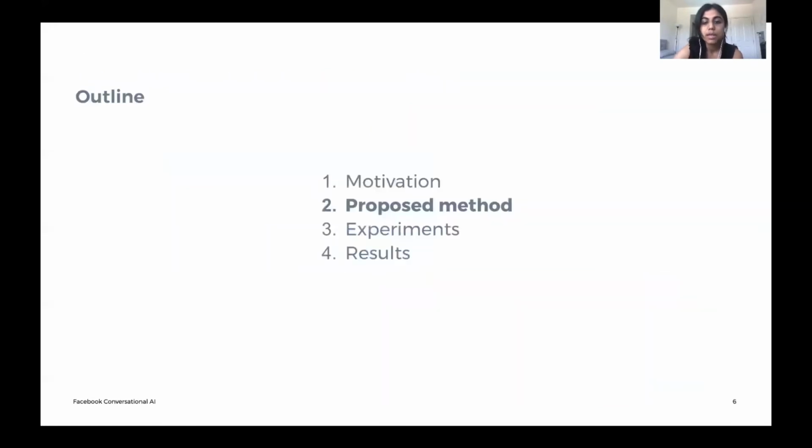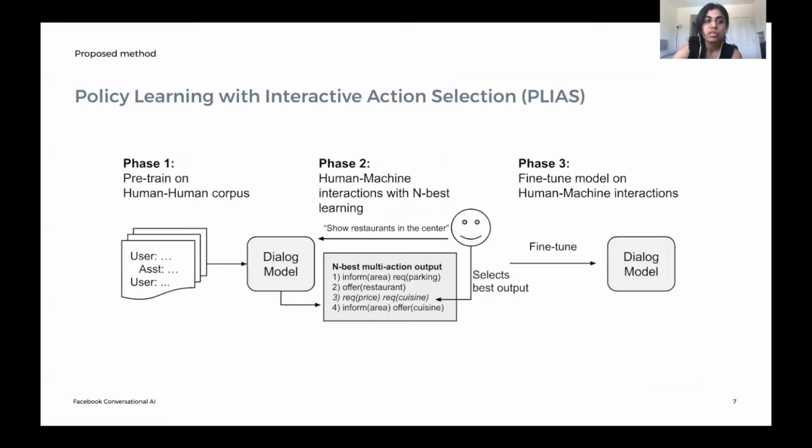And now I'm going to explain our proposed framework, which is the policy learning with interactive action selection, or PLIAS. PLIAS has three distinct phases. In phase one, a dialogue policy is pre-trained on the human-human dataset. In our experiments, we use the MultiWOZ dataset.